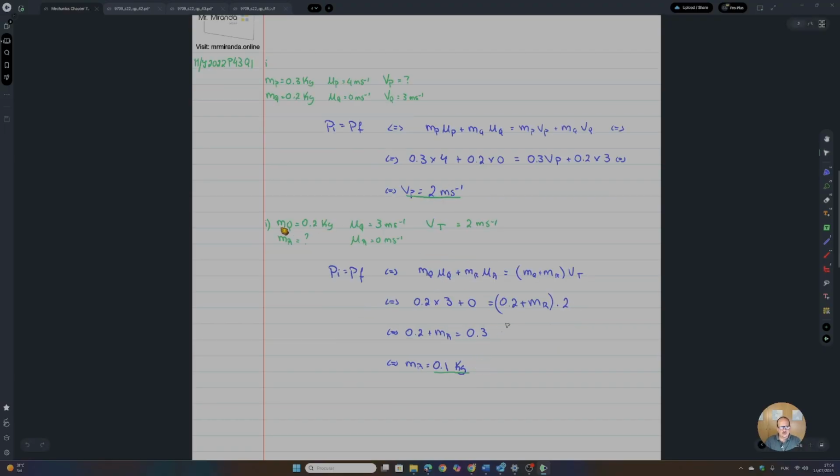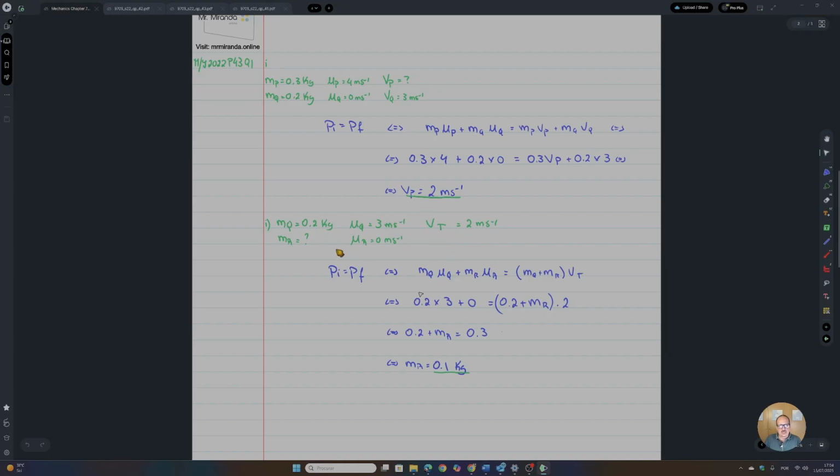So all the relevant information is here. The mass of Q, the mass of R, the thing that you need to calculate. Now, the initial velocity of Q is going to be 3 meters per second. The initial velocity of R is 0 meters per second, it is stopped. They coalesce, so this means that the final velocity of the set is 2 meters per second.